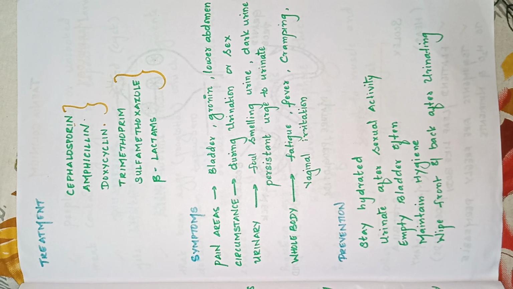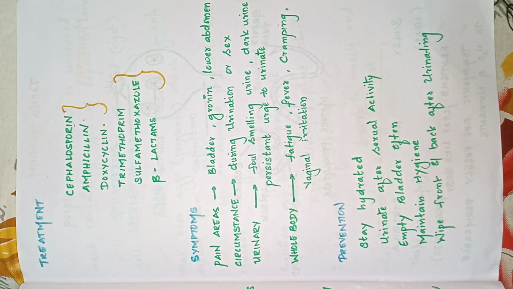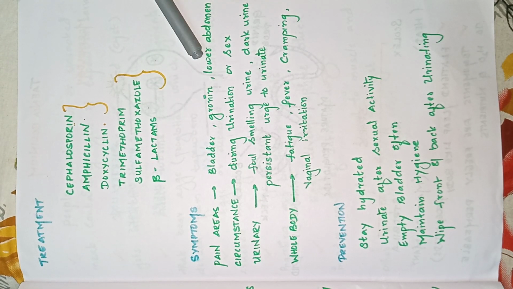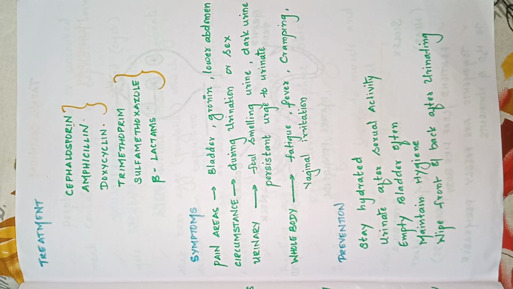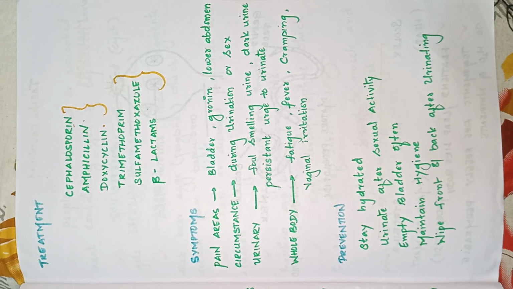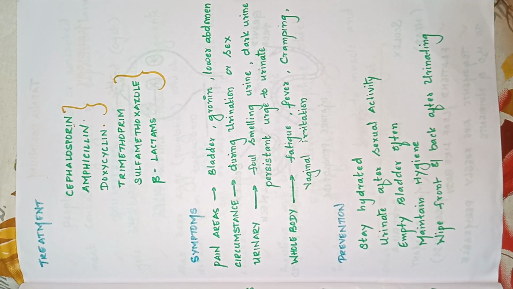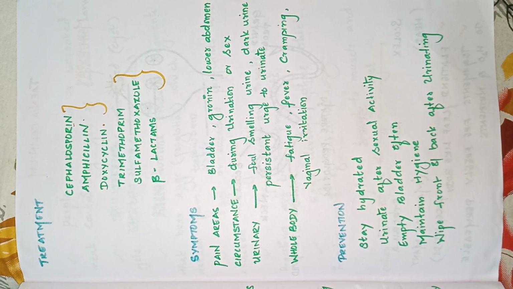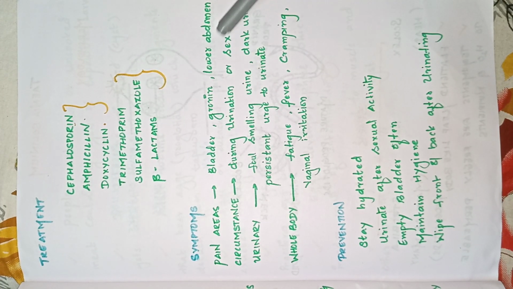Next, let's see which symptoms occur in this disease. Mainly the pain-occurring areas will be the bladder, groin and lower abdomen. In these areas pain will be seen. The pain will increase during urination and sexual contact. So during both urination and sex, you will feel more pain in the bladder, groin and lower abdomen.